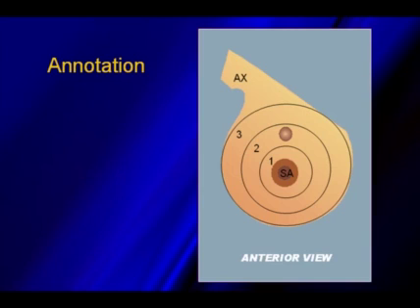So in annotating, I will also label SA for subareolar if I'm scanning a lesion behind the nipple, and AX anytime I'm scanning in the axilla. In typing this out, I will type right 12 o'clock 2. It tells me I'm in the right breast at the 12 o'clock position, halfway out in the breast.